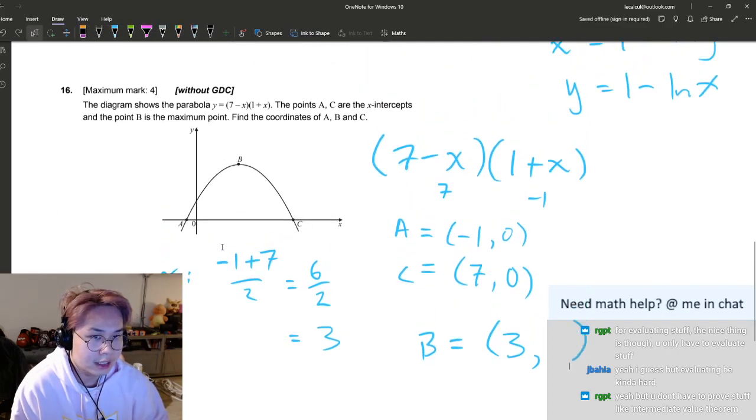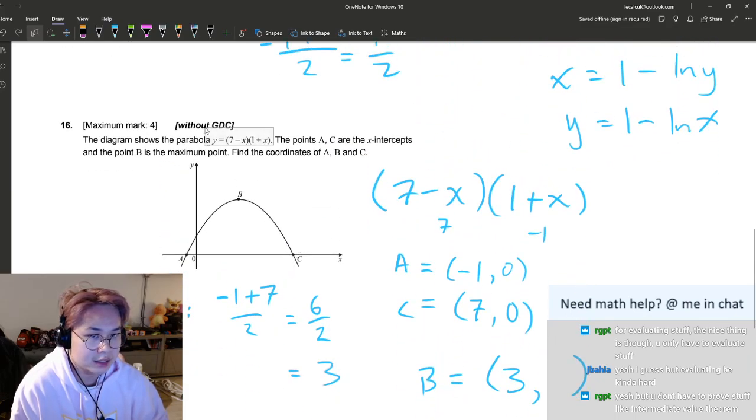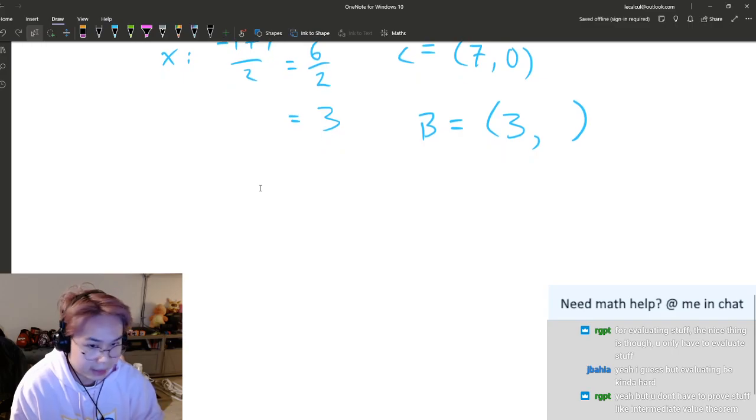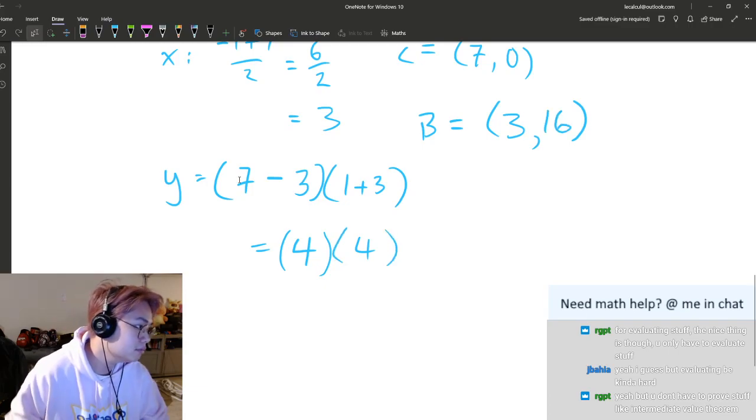And then to find the y value, well, I know what the x value is, so I can just plug it into the function for y. So y is equal to 7 minus x, which is now 3, and 1 plus x, so 1 plus 3. So this is what, 4 times 4? Which is the value of 16.